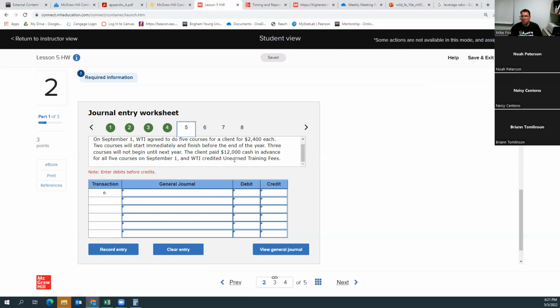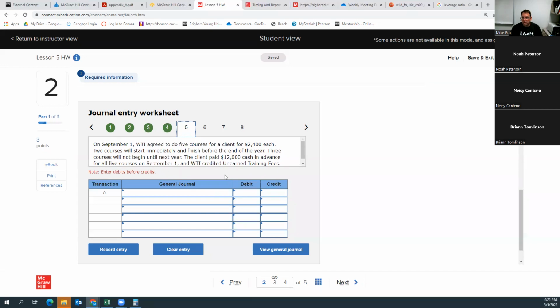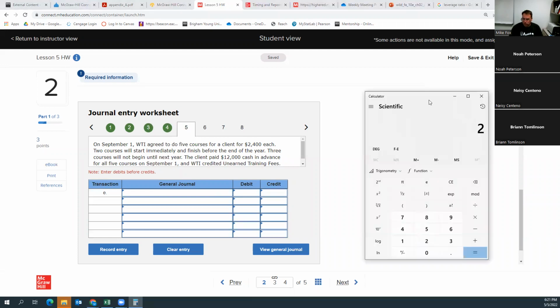So what they're not trying to get us to do is the entry for the initial payment by the client, that was already recorded back on September 1st. They're asking us to do an adjusting entry to recognize the portion of this $12,000 that we've actually earned. If it's $2,400 per course and we've completed 2 of them by the end of the year, we would do 2,400 times 2. So at the end of the year, we have earned $4,800 of that revenue.